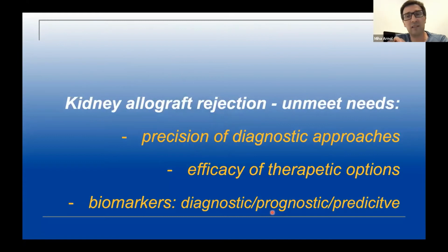But what are the current critical unmet needs associated with kidney graft rejection? First of all, we have the issue with precision of diagnostic approaches, as I already showed you in this clinical case report. Then we are facing the problem with the efficacy of our therapeutic options, specifically when trying to treat chronic antibody-mediated rejection. And of course, we lack several kinds of mainly non-invasive biomarkers to refine our diagnostic, prognostic, and predictive information for our transplant recipients and their allografts.